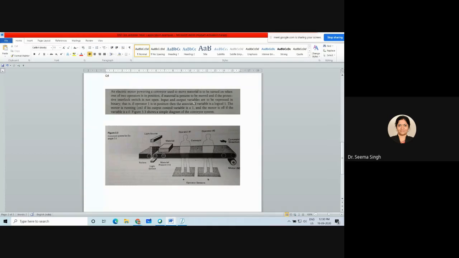Then input and output variables are to be expressed in binary. That is, if operator 1 is in position, then the associated variable A is logical 1 and the motor is running on if the output control variable is 1. The motor is off if the variable is 0. So what they are trying to say is, if either operator A or operator B is present, this capital M is our output. That means this should run under 3 conditions.